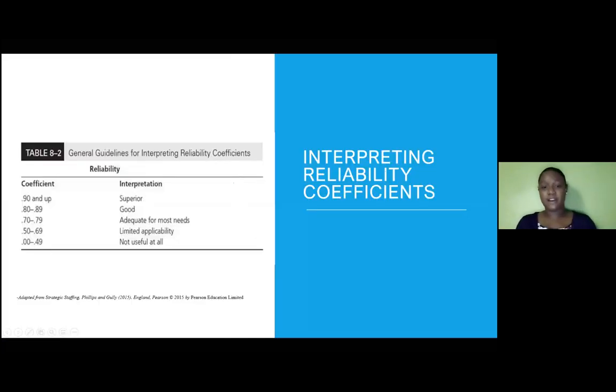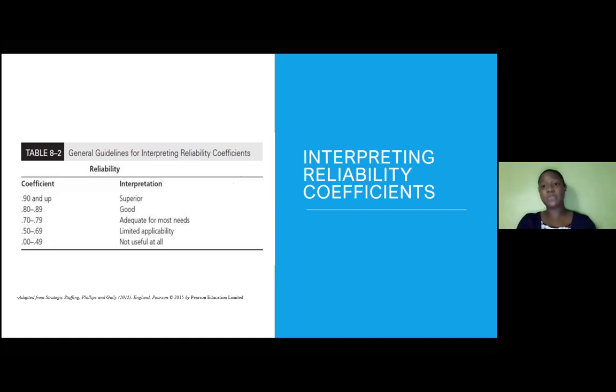So moving on to interpreting the reliability coefficient. The reliability of a measure is indicated by the reliability coefficient, and this is normally expressed as a number between 0 and 1. As Latoya stated before, a reliability coefficient of 0 means that there's no relationship. A reliability coefficient of 1 would mean that there is perfect relationship, but we know that this is highly unlikely. As demonstrated in table 8.2, what we would want for our instruments is a reliability coefficient that is as close to 1 as possible.